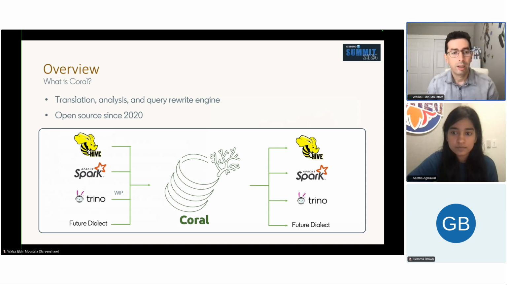So to take a look at some of the supported languages or dialects as of today, on the input side, for example, Coral supports translating Hive SQL, Spark SQL, and Trino SQL, which is still work in progress, to the common representation, and again from that common representation to Hive, Spark, or Trino SQL. And one feature of having this common representation be the contract in between the input and output is that it allows us to add future dialects on either side without having to correlate them with every dialect or output on the other side.